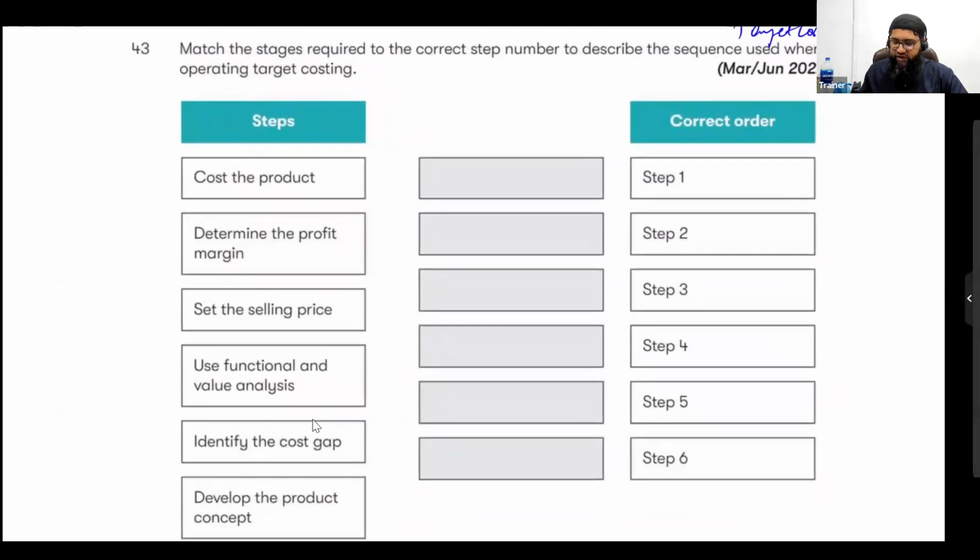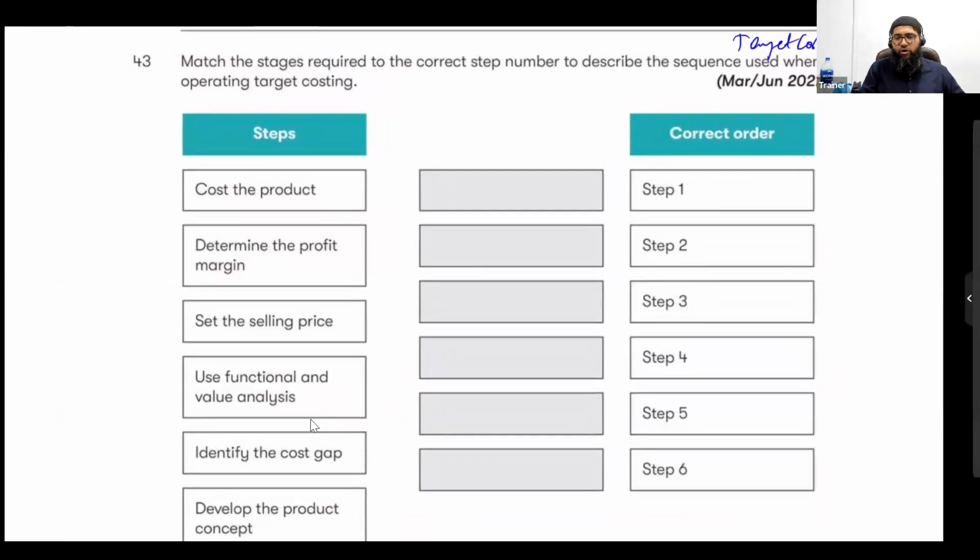Okay, this is question number 43. Give a try to question number 43.